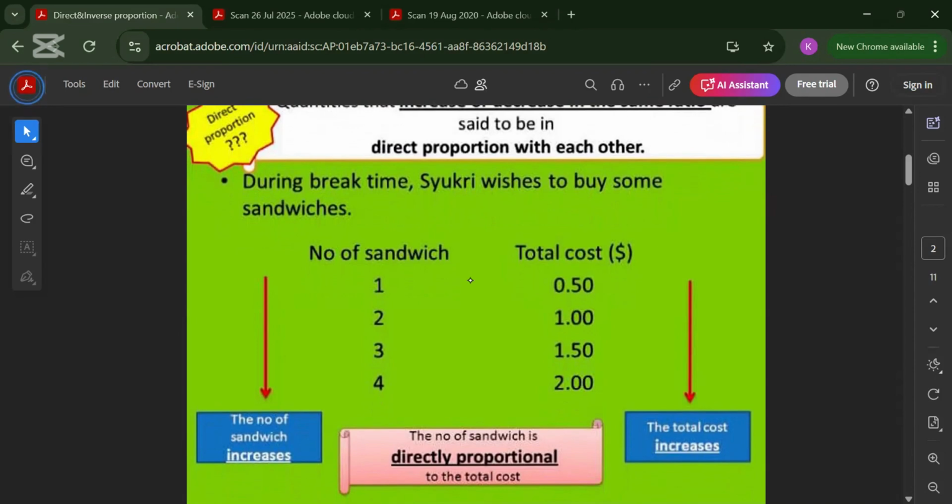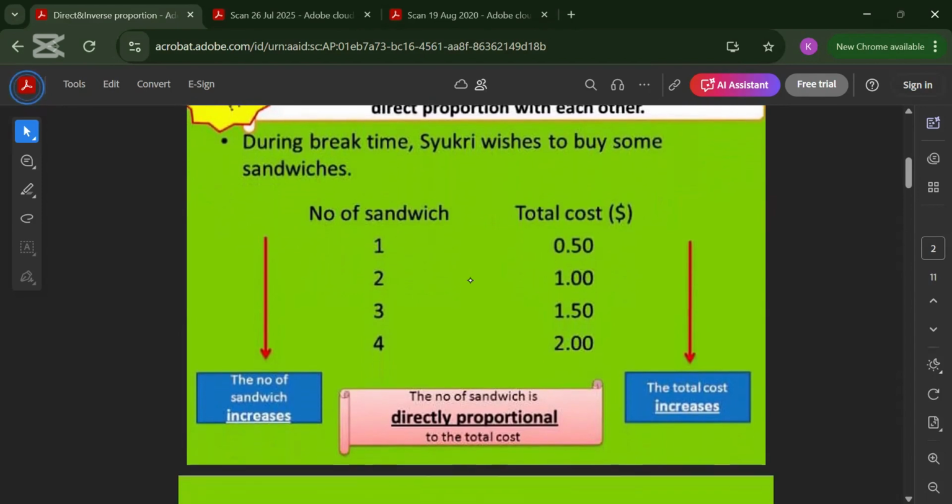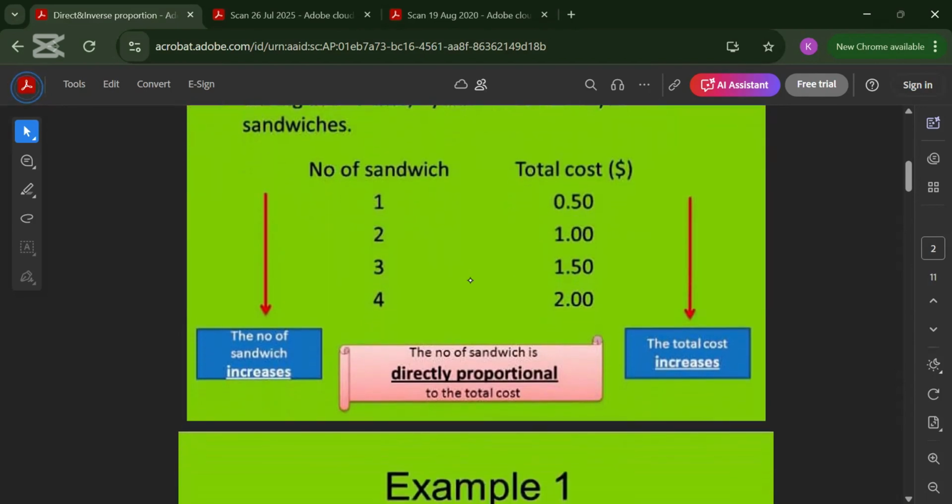Like over here in the example, we have the number of sandwiches. If someone is buying one sandwich, the cost here is $0.5. But as the number of sandwiches increases, the cost also increases, right? So it means the number of sandwiches is directly proportional to the total cost. This kind of proportion, where both the quantities are increasing, is called direct proportion. In some cases, if both the quantities are decreasing, then we call it direct proportion as well.